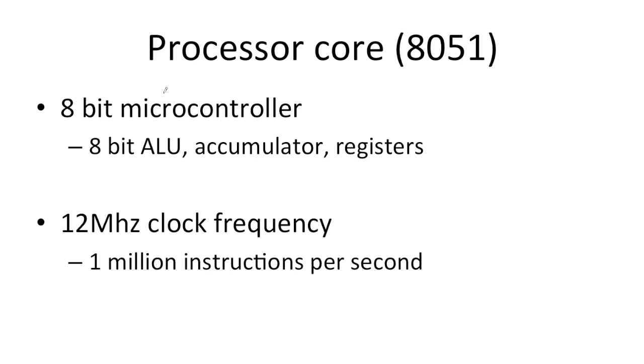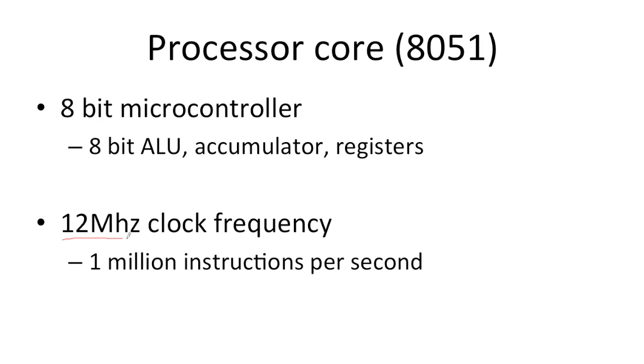In a nutshell, the 8051 is an 8-bit microcontroller, which means the largest size of data it can manipulate at a time is limited to 8 bits. So if your data is larger than 8 bits, it needs to be broken down into 8-bit chunks, and then operations can be carried out on that.